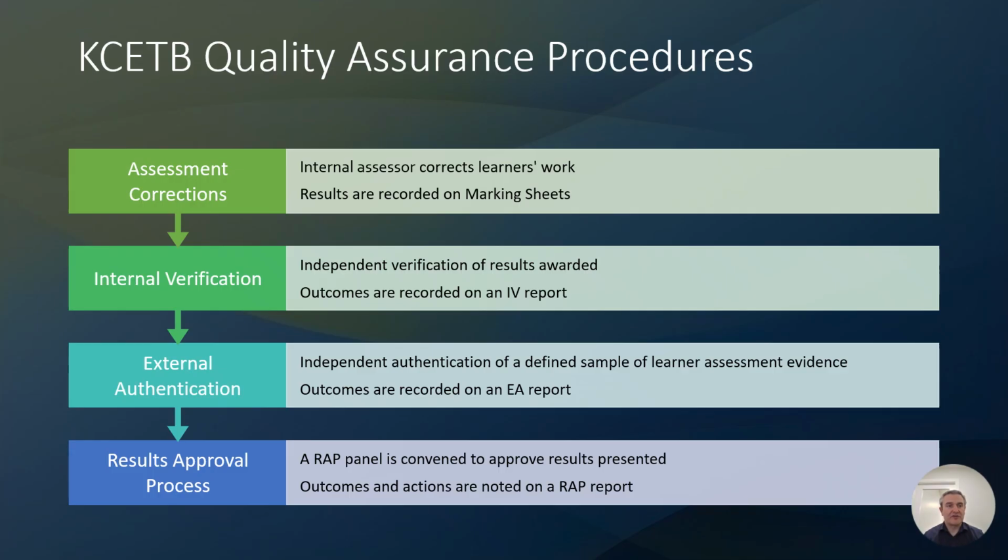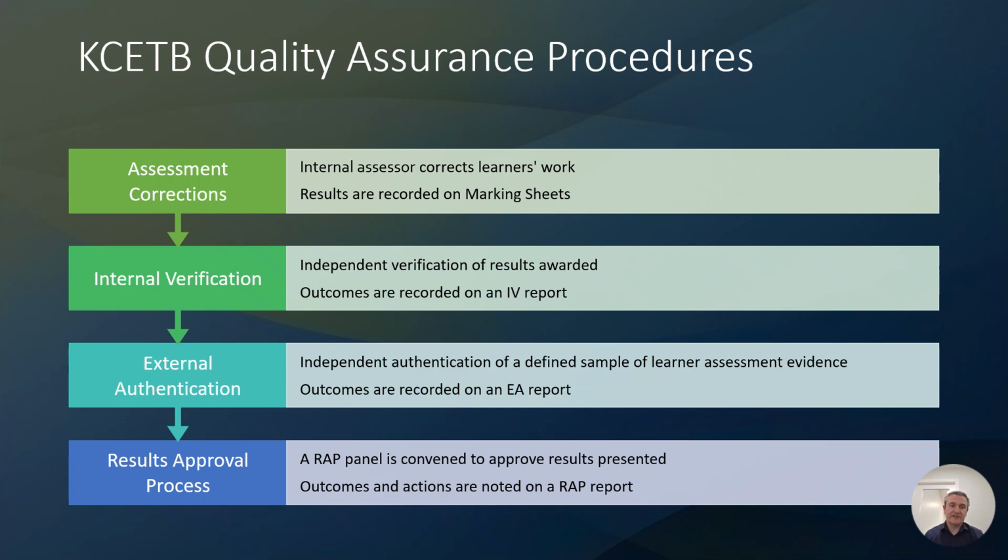On this slide, we're looking at the KCTB quality assurance procedures that are followed here, and I'm sure they're the same across all ETBs. We start with the assessment corrections. The learner will submit their assessment pieces against the assessment techniques and the briefs put forward by the teachers. The internal assessor then corrects the learner's work and records the results on the marking sheets.